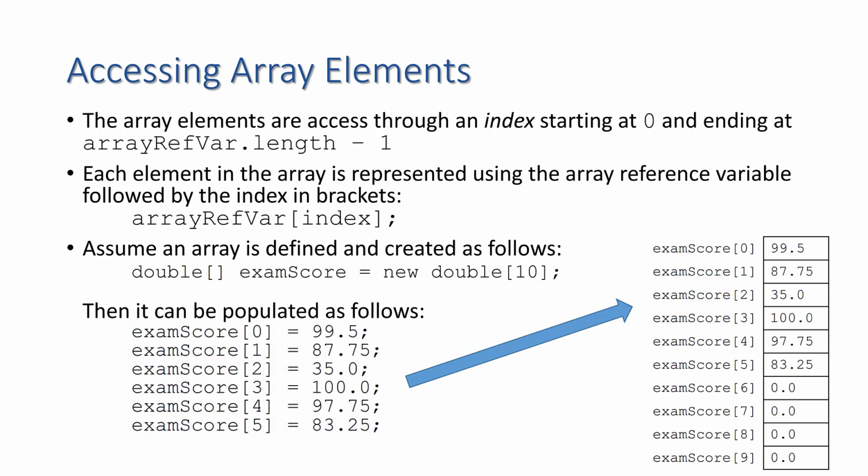An array index is also known as a subscript. This is where the sub comes from when reading array element notation. Exam score sub 0 means the exam score element with a subscript of 0.